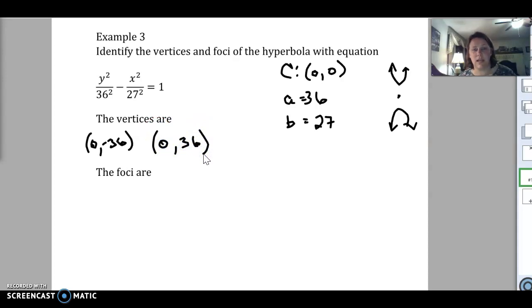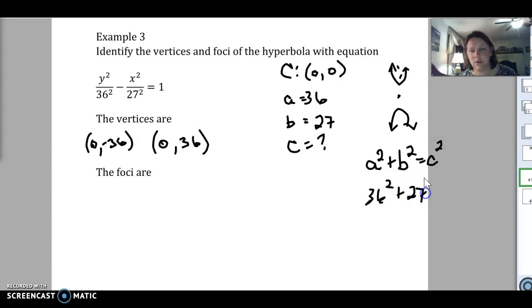Okay. The foci are going to be also on that transverse axis, which in this case is changing our y values through here. But we need to know what c is. So we've got to find what c equals. Well, we can use our regular Pythagorean theorem for this. So a squared plus b squared equals c squared for hyperbolas. And we know that a is 36 squared plus 27 squared equals c squared.